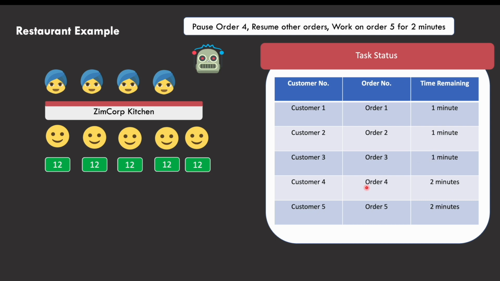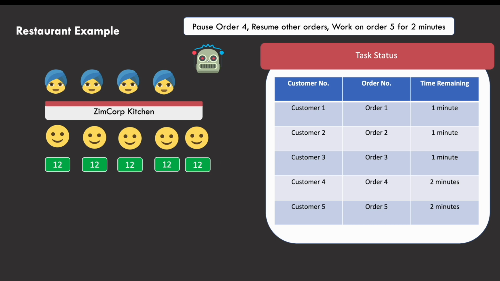Customer 4's order number 4 has been paused. Now it had 2 minutes remaining, it's still 2 minutes, and now we go to order number 5 which had 4 minutes remaining, and now it's 2 minutes remaining because chef 4 worked on order number 5 for 2 minutes. So at this scenario, the customers each have been waiting for 12 minutes, right?